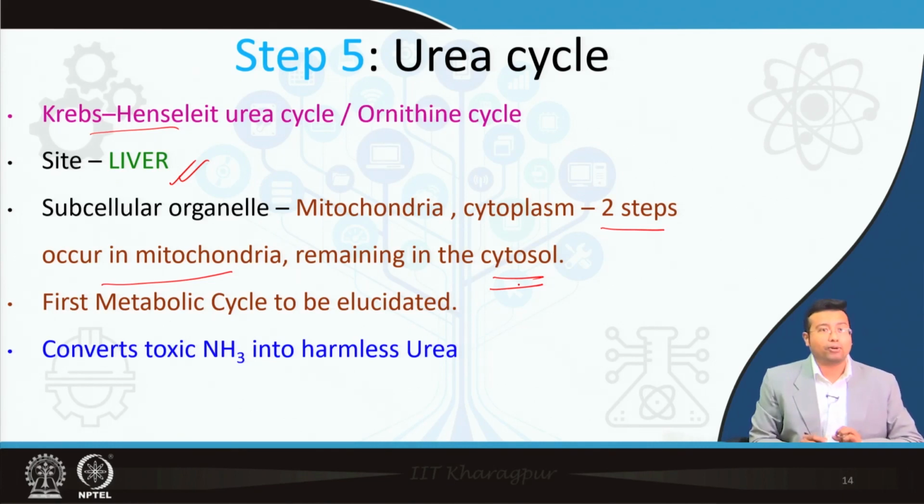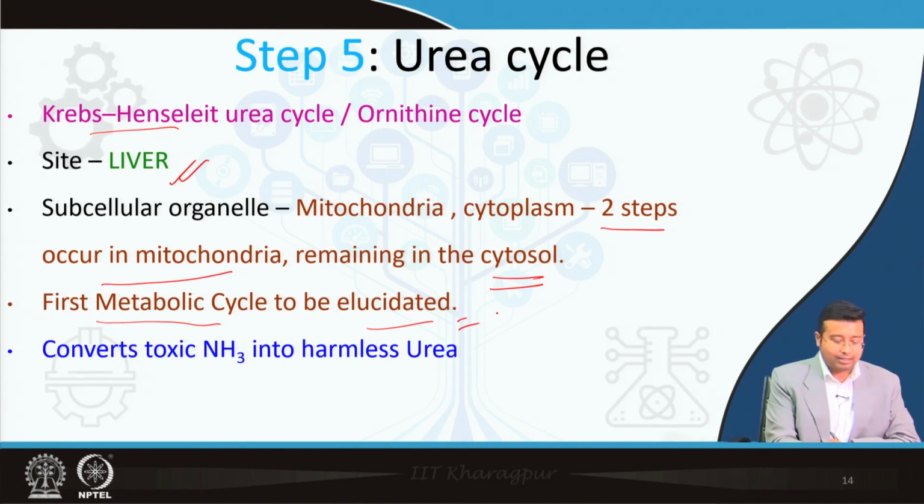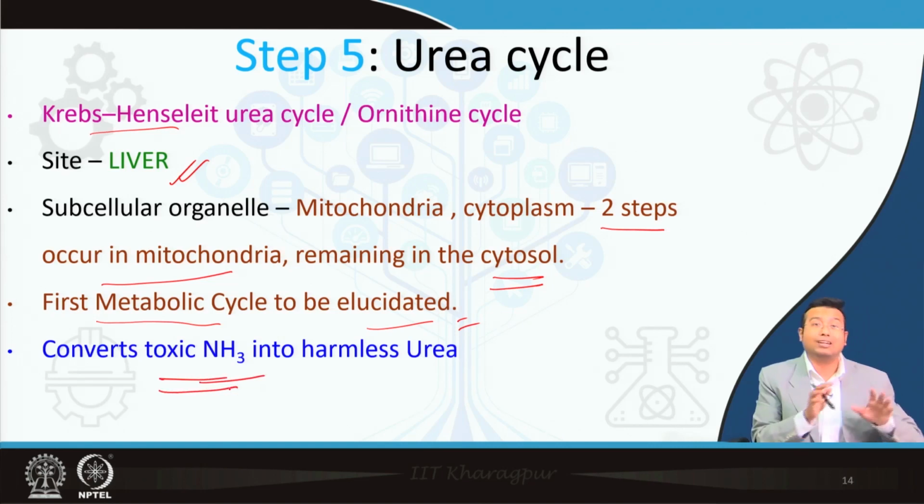Regarding historical importance, it is one of the first metabolic cycles to be elucidated. This is extremely important, right? Urea cycle is the first metabolic cycle that was actually experimentally proved to be a cycle, and most importantly, what is the most important significance? We will be discussing it later again, that it converts the toxic ammonia. We already read in ammonia metabolism the mechanisms of ammonia toxicity, how toxic it was, it almost destroys the brain. This urea cycle converts the toxic ammonia into harmless urea.